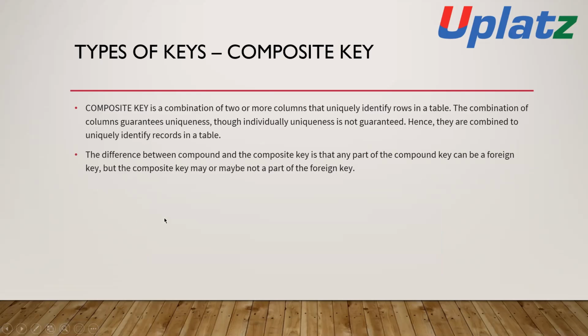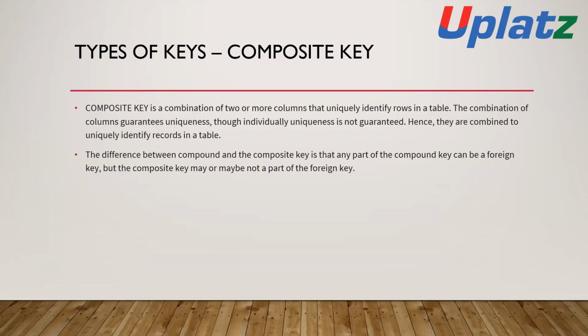Next we have the composite key. A composite key is the combination of 2 or more columns that uniquely identify rows in a table. The combination of columns guarantees uniqueness, though individually uniqueness is not guaranteed. Hence they are combined to uniquely identify records in a table.